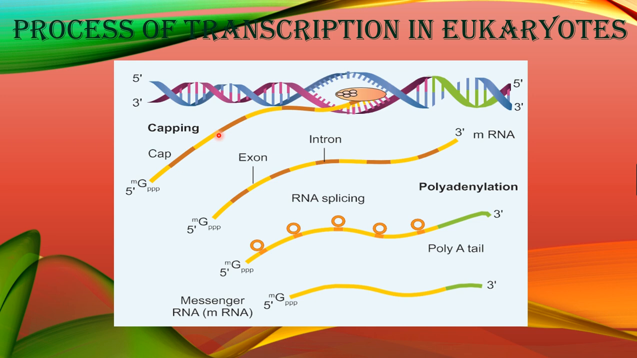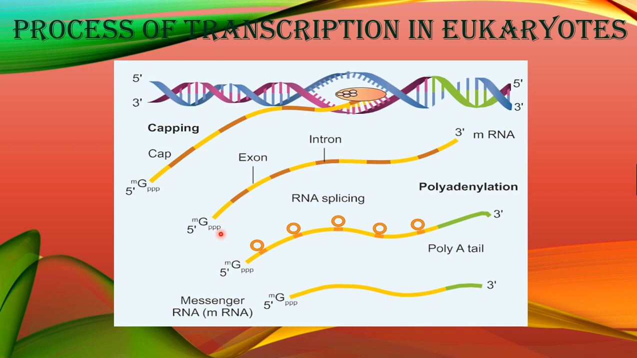So this newly formed RNA consists of a coding sequence called exon and a non-coding sequence called intron. Clear? Now, newly formed RNA in eukaryotes consists of exon and intron. Exon means the coding sequence, required. Intron means non-coding sequence. Another two important things: there is a cap.